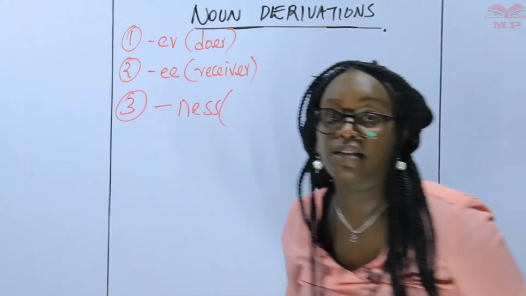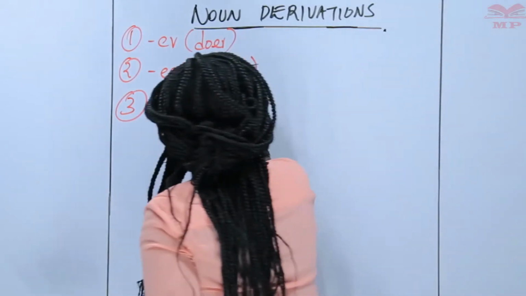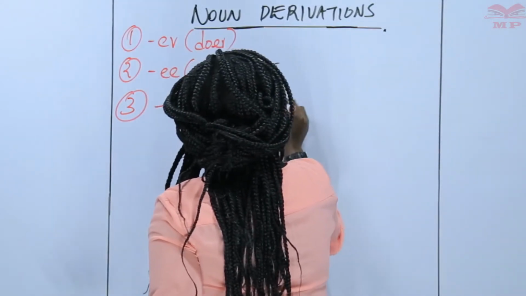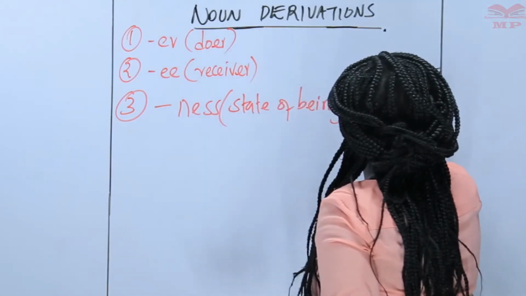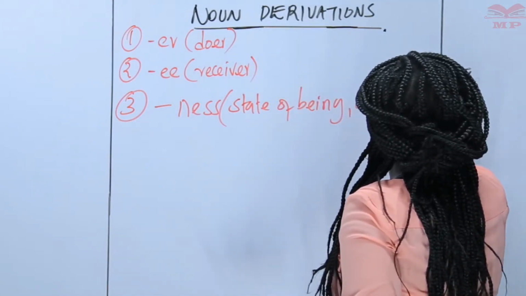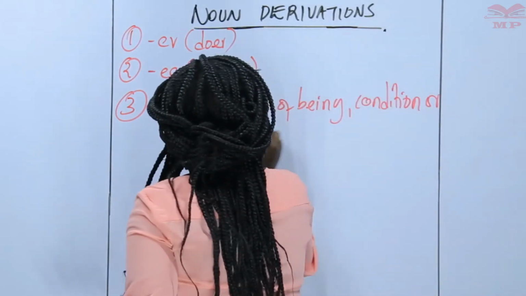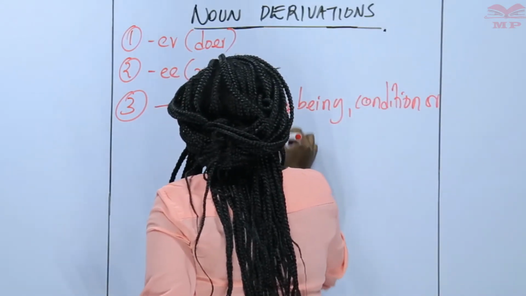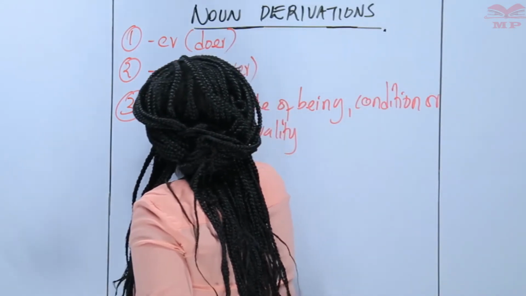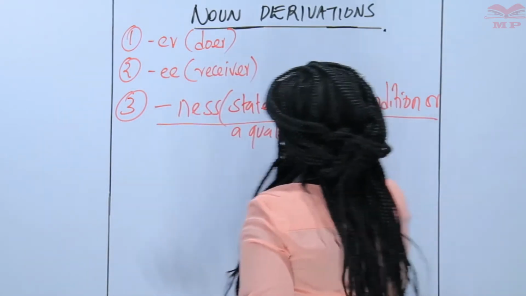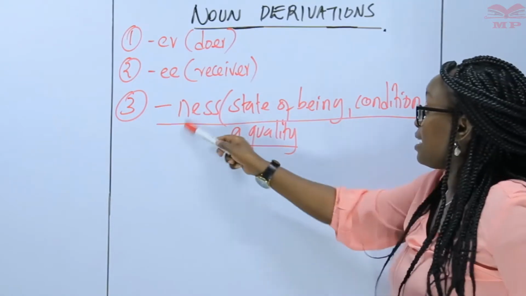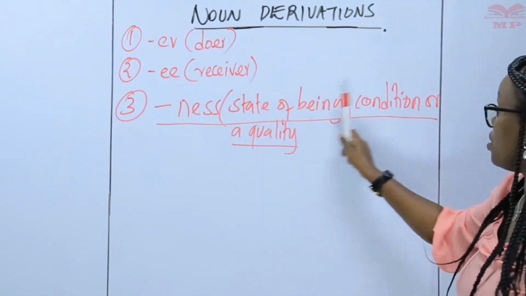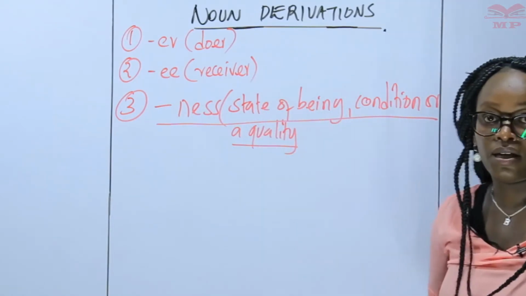So ness is a suffix that is used to denote the state of being, condition, or a quality. I'll just underline that so that you can see that clearly. So the suffix ness is used to denote all this.